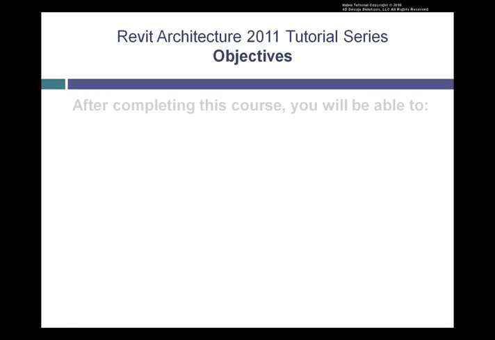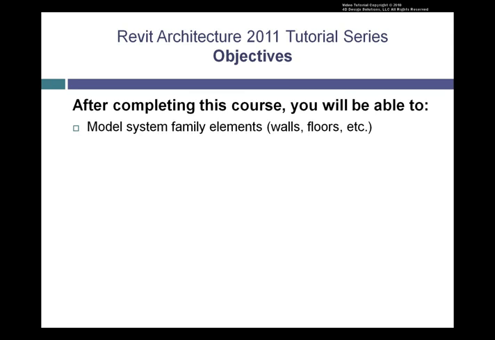After you have completed this entire course, you'll be able to model all of the elements that form the basis of a building model, including the system family elements that form the building's shell and core: walls, floors, roofs, and so on. You'll also learn how to place other building components, such as doors and windows, and how to modify components to create your own custom components.